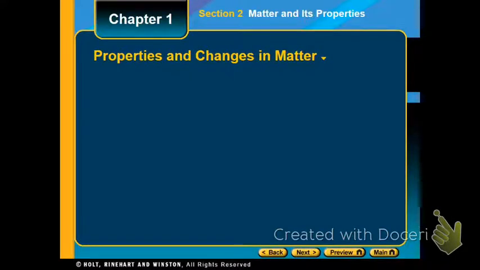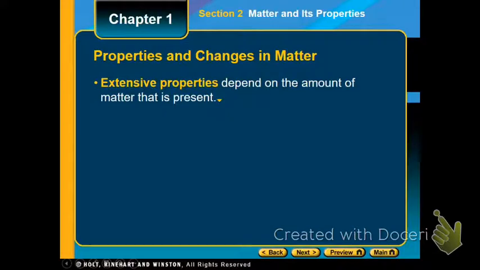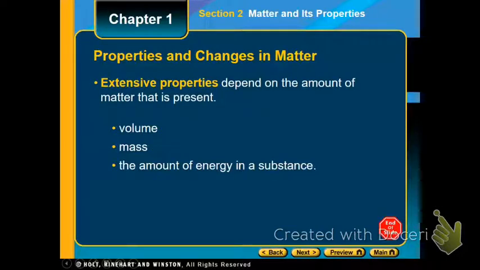Moving on to types of properties. We're going to look at two types of properties in this section: extensive and intensive properties. So for our extensive properties, again, another definition for you. It depends on the amount of matter that is present. The key to this definition is it depends on amount, or how much of your substance do you have. Some examples of extensive properties are going to be volume, mass, and amount of energy in a substance.